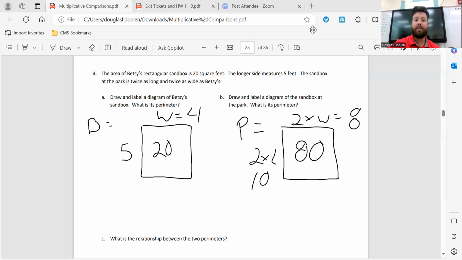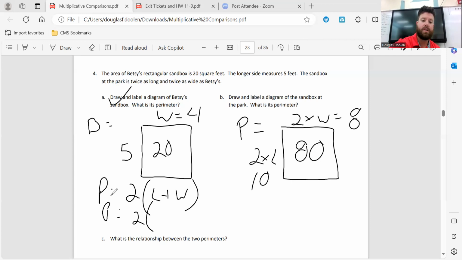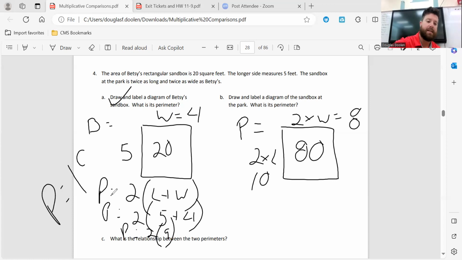Draw and label a diagram of Betsy's sandbox. We did that. So I'm going to put a little check. Boom. What is its perimeter? We didn't solve that yet. P equals 2 times length plus width. P equals 2 times 5 plus 4. P equals 2 times 9. What's 2 times 9, everybody? 18. So P equals 18. That is Betsy's.